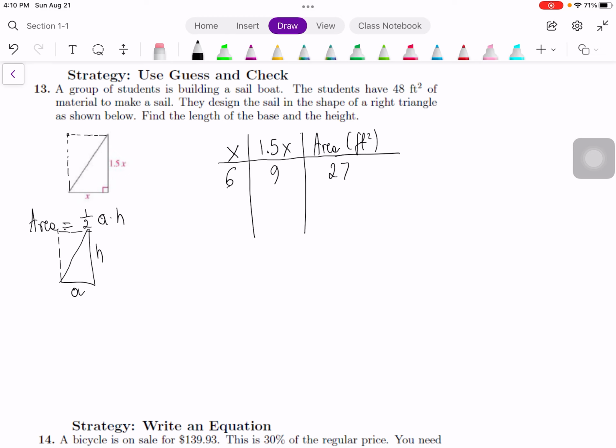Well, not what I'm looking for. I'm looking for 48 square feet, which means I need to increase. I'm going to go to the next even number. So 8. 1.5 times that: half of 8 is 4, so 8 plus 4 gives me 12. That's 1.5 times. Then 8 times 12 is 96. Half of that is 48, which is exactly the area of the triangle that I want to have. Which means the length of the base should be 8 feet and the height 12 feet.